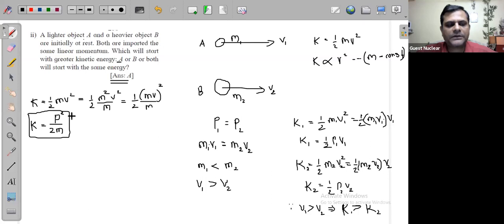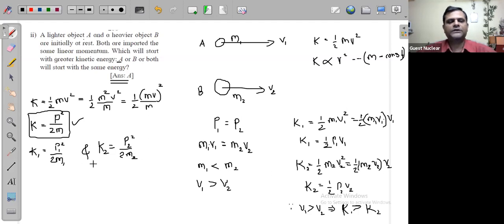Okay, if you remember this formula of kinetic energy in terms of momentum, then we can understand that the kinetic energy of the first body can be written as K1 equal to P1 square upon 2m1, correct? And K2, the kinetic energy of the second body, can be written as P2 square, the momentum of the body squared, upon 2 times M2.